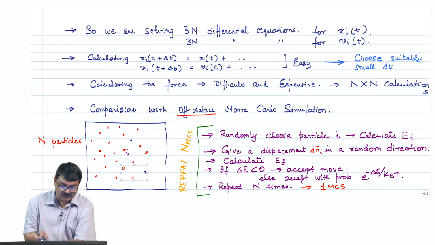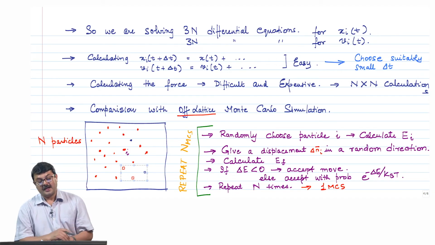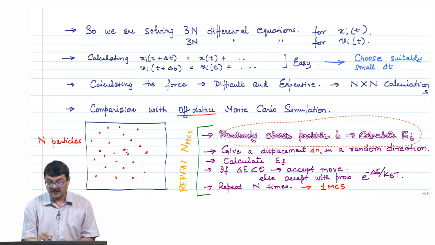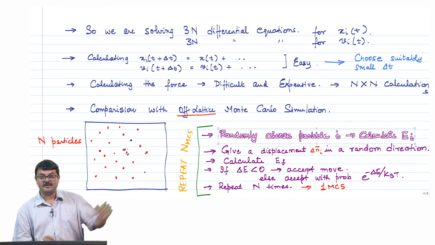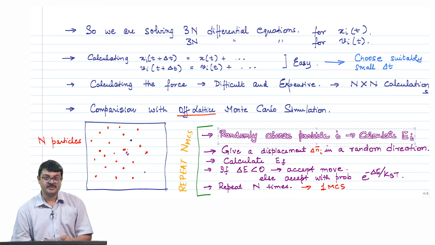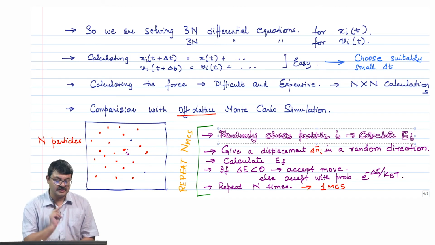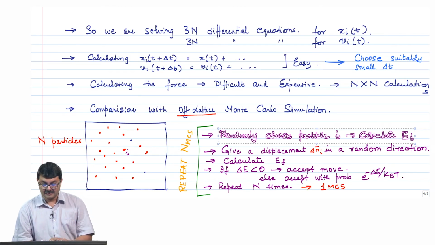So, coming back to Monte Carlo simulations, these particles are basically occupying different points in space, they are not overlapping. And to perform a Monte Carlo simulation, what one does is randomly choose a particle. In the Ising model, we were randomly choosing a spin in the lattice. Here, we are just randomly choosing a particle using a random number generator.